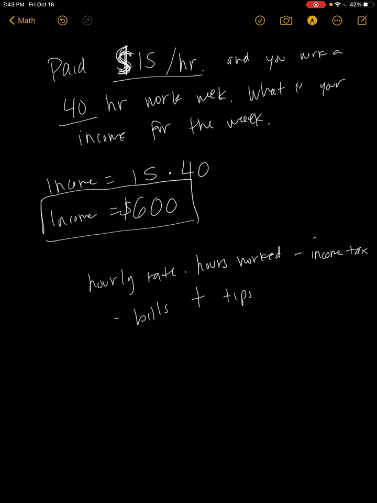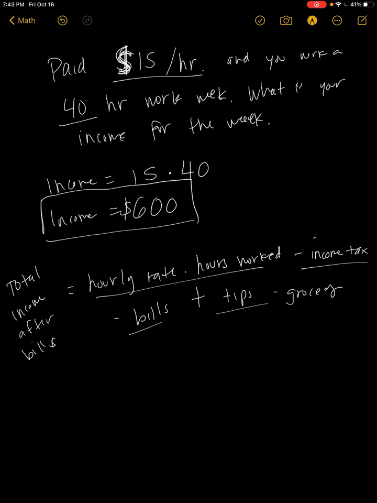But then maybe you also get tips, right? And that would be your total income after bills and everything, right? This is maybe the money that you have left over to spend to just have fun, right? So it's how much you make minus how much has to go to taxes, how much has to go to bills, but you can also add how many tips you made, and you have to subtract groceries, right?